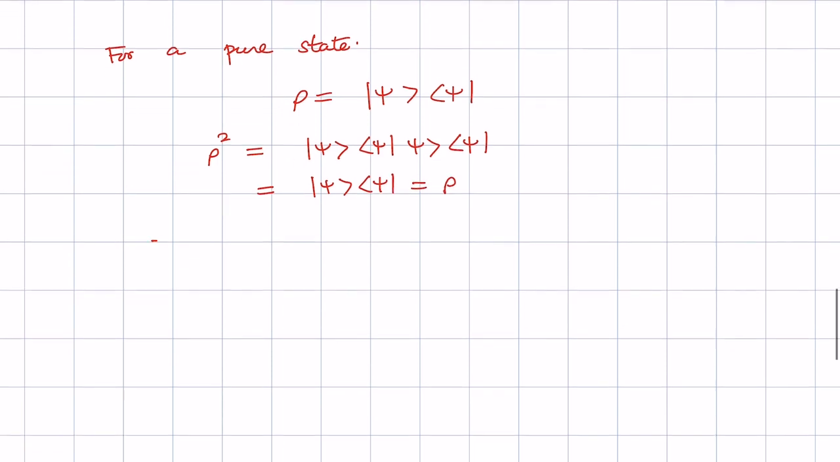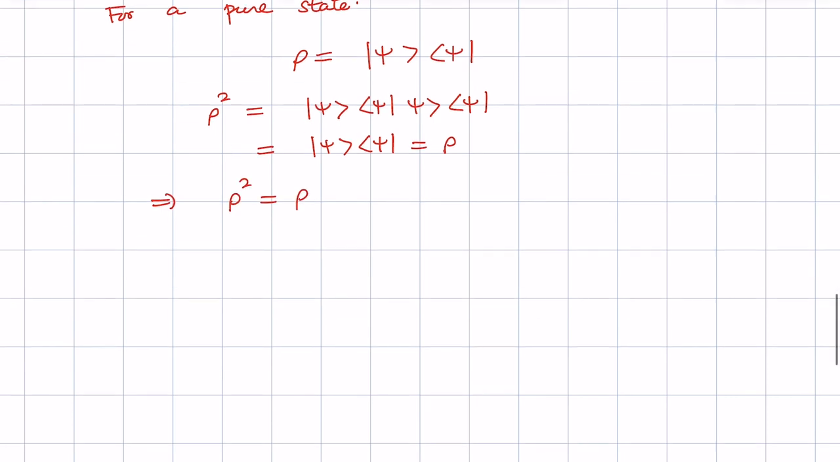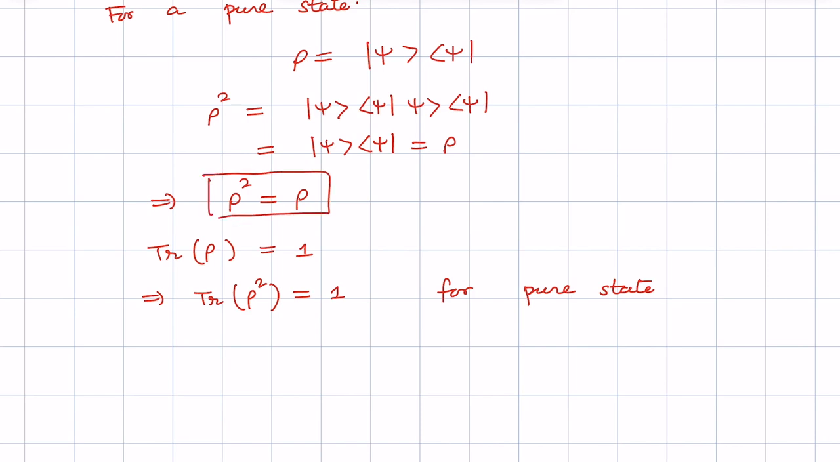This implies that for a pure state, rho squared is equal to rho. On the other hand, we also know from the property of the density operator that the trace of rho is equal to 1. This implies that the trace of rho squared is equal to 1 for a pure state. This is because rho squared is equal to rho. I am using this property here.